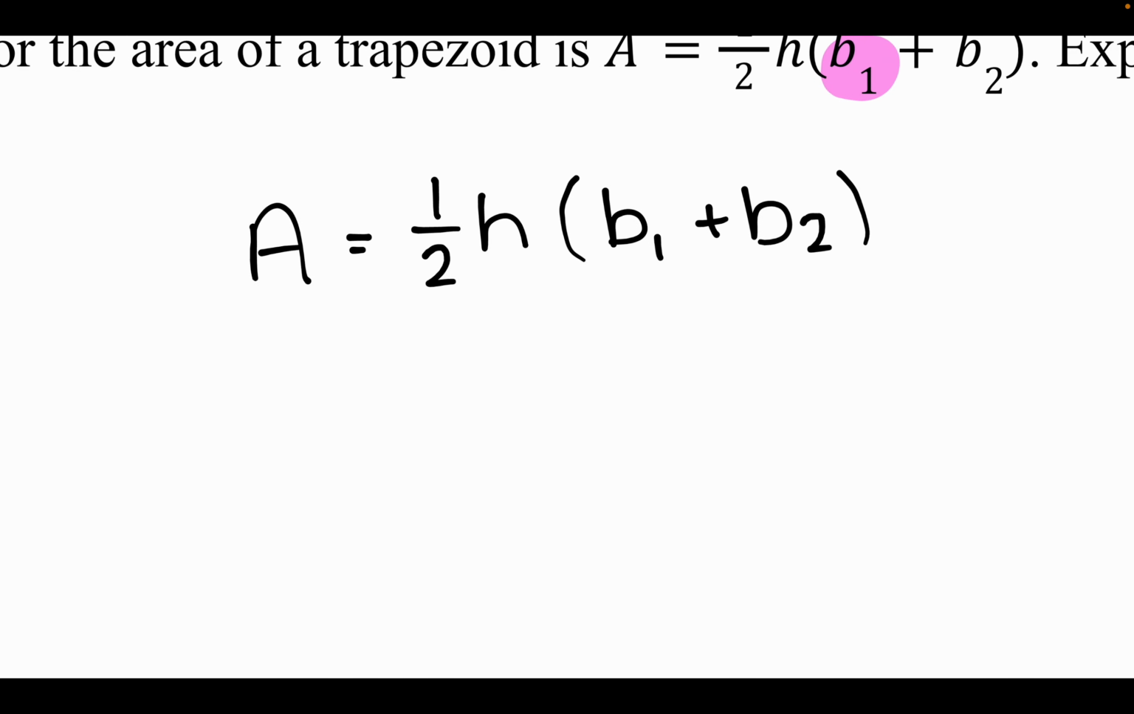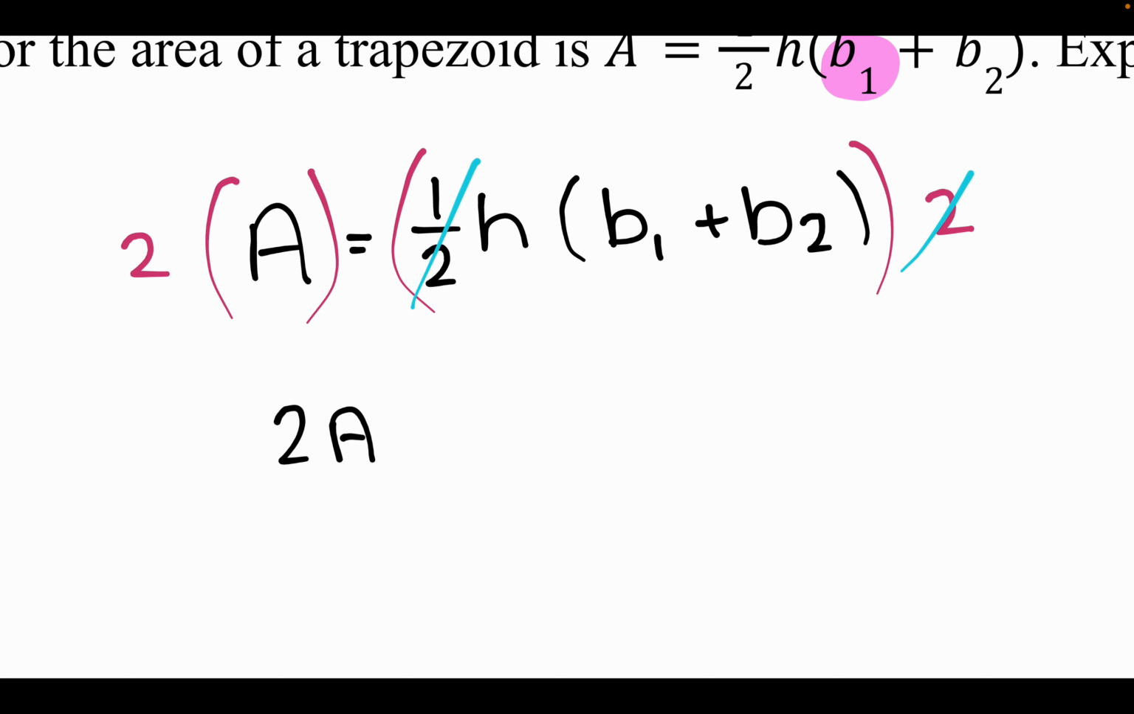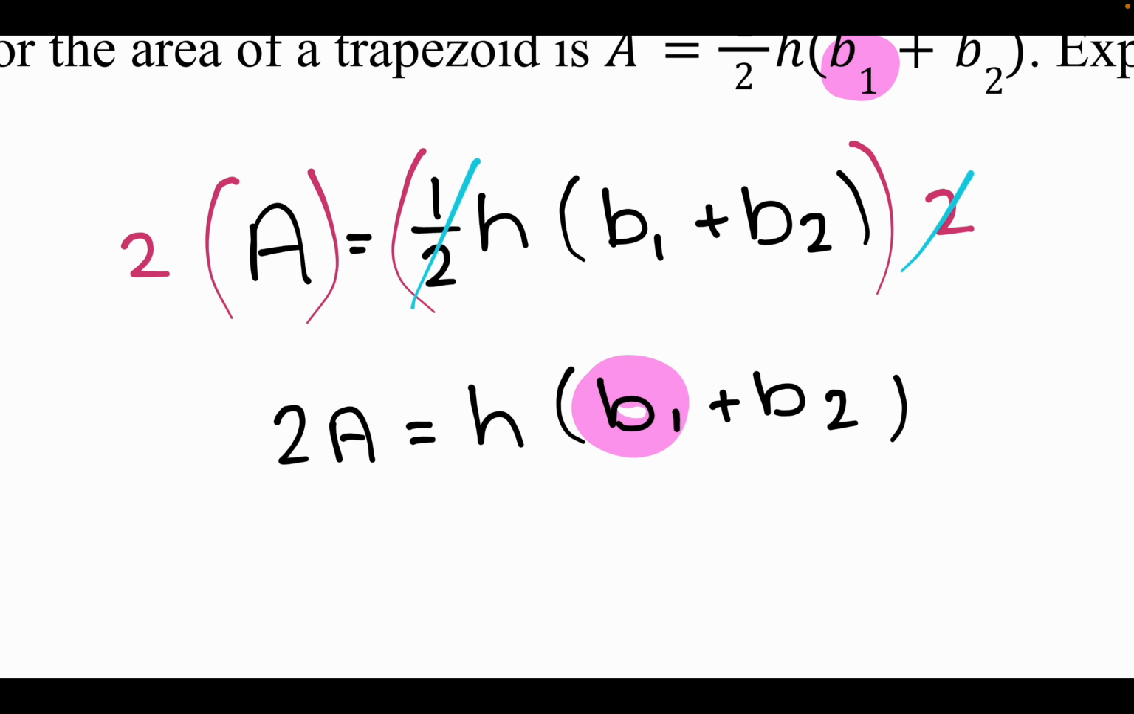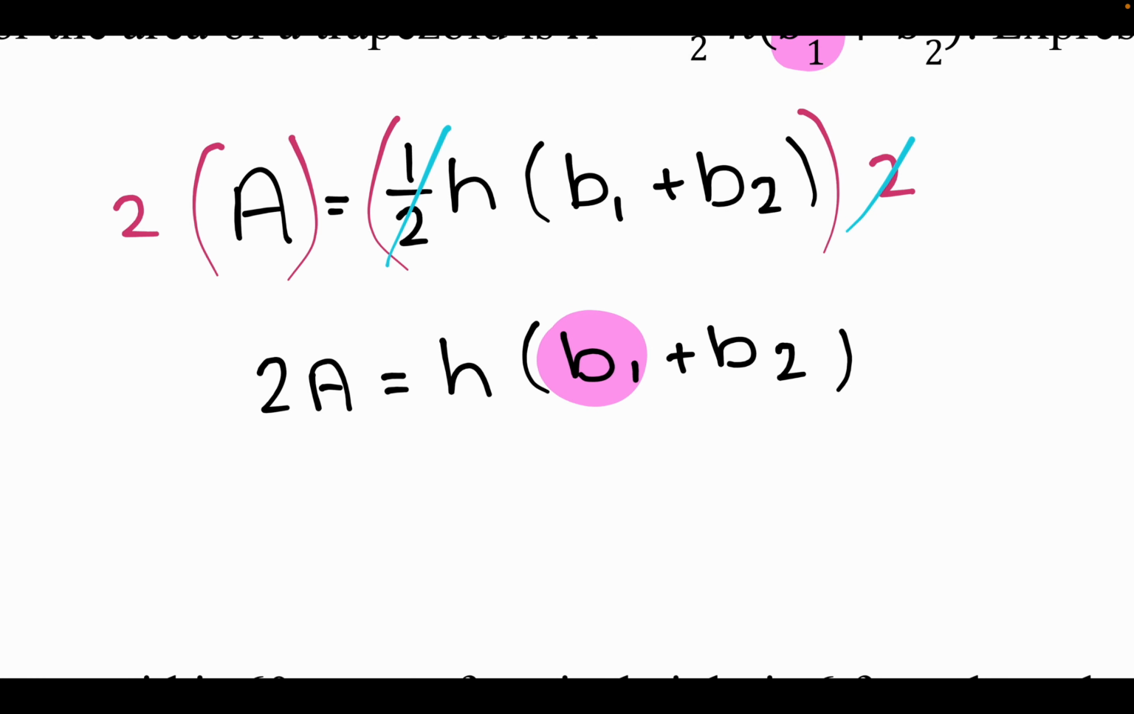Okay, first thing I notice is I want to get rid of that fraction in the front. So I'm going to multiply both sides by the reciprocal, which is 2 over 1, or just 2. That'll allow me to cancel those out, and it's 2a equals the height times b1 plus b2. Now remember, you're trying to isolate or solve for b1. So my next step would be to divide by the height.